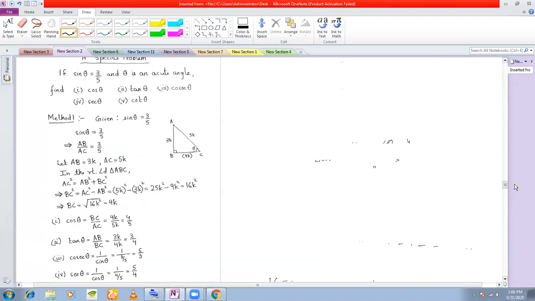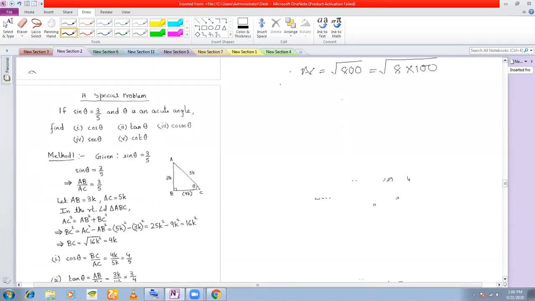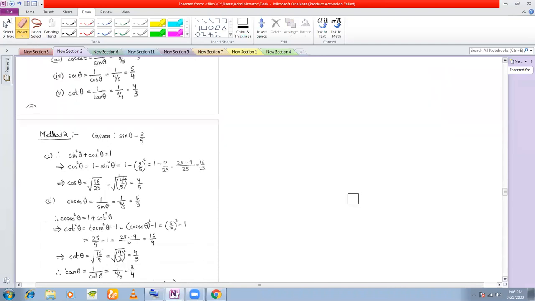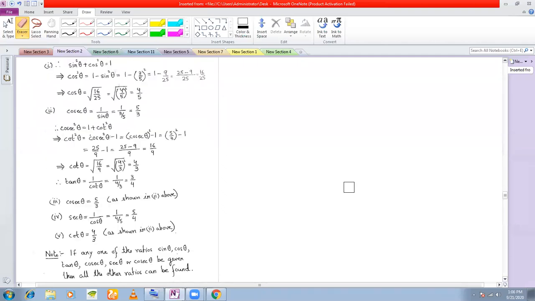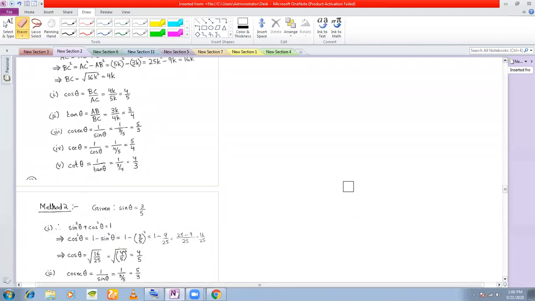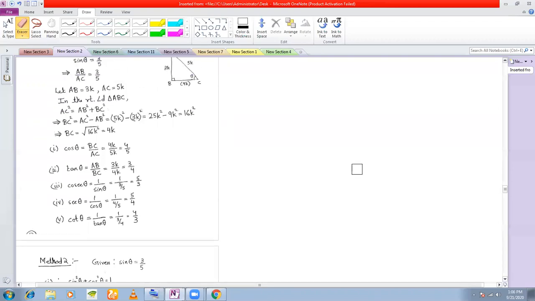So let us start this question at least. Now, why is this problem special? This problem is special because, as I told you, if one trigonometric ratio is given, you can find out all the other trigonometric ratios. If sine is given, you can find out cos, tan, sec, cosec. And if cos is given, you can find out sine, tan, and all the other ratios. That is why this is a special problem.